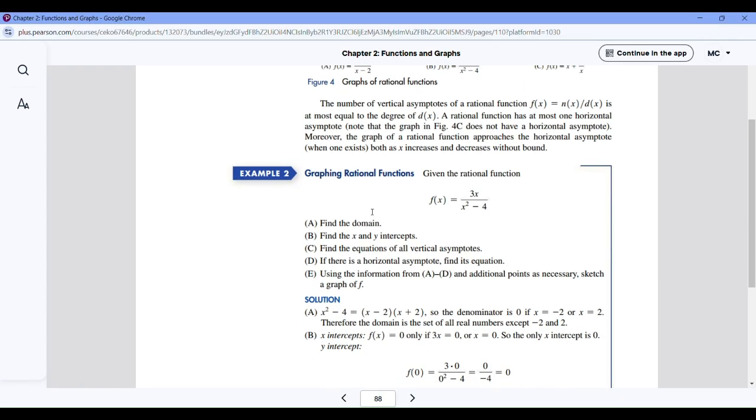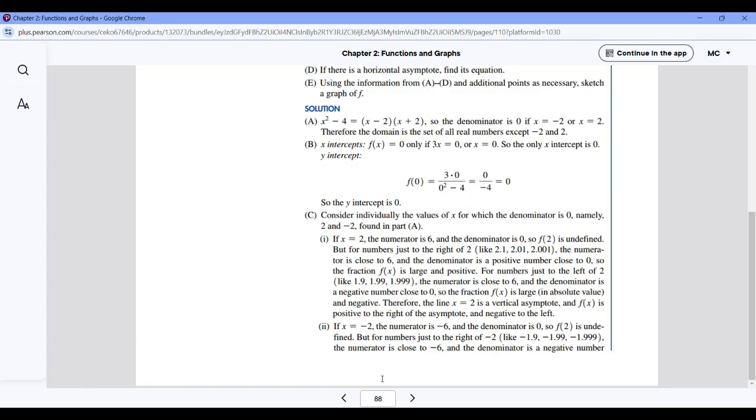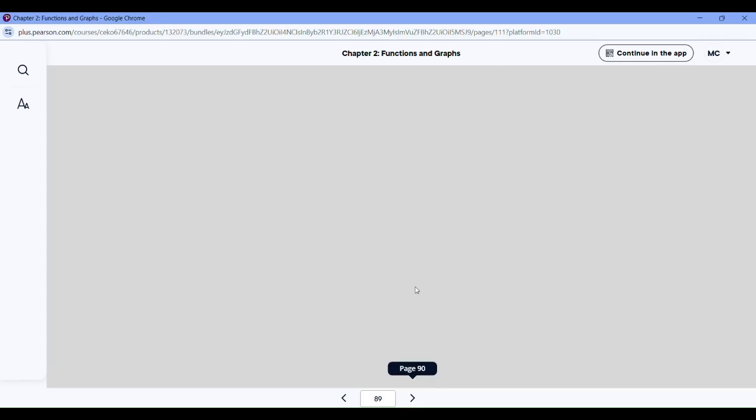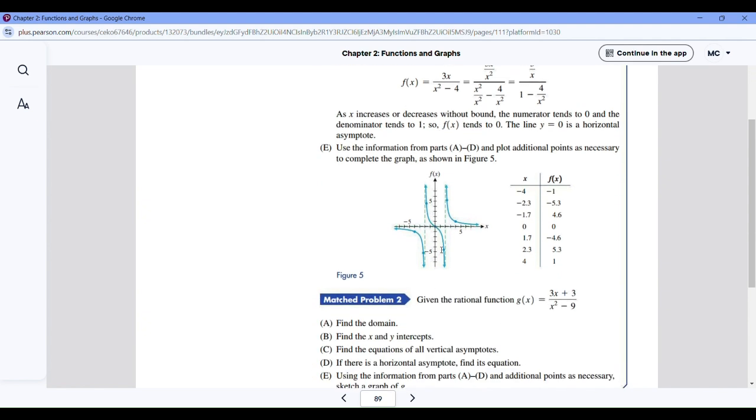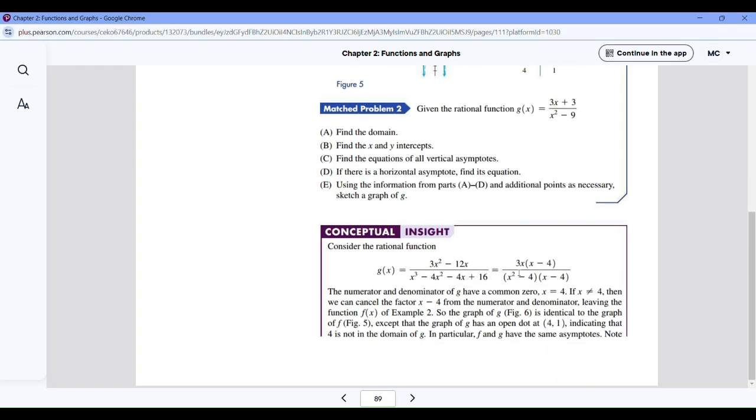Graphing rational functions, you're going to find the domain where you're going to set the denominator equal to 0 and see what makes it equal to 0, because that's not going to work. Then you're going to find the x-intercepts and y-intercepts by making y equal to 0 and x equal to 0 respectively. Find the equations for all vertical asymptotes and so forth. We'll get through this. I'm going to try my best to show you how to do this by hand, on pen and paper, but obviously I think it's going to be easiest to see with Desmos. I'll be able to explain both of them, and hopefully you guys can follow along.